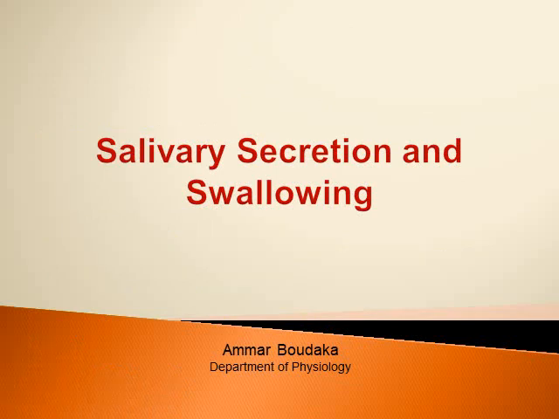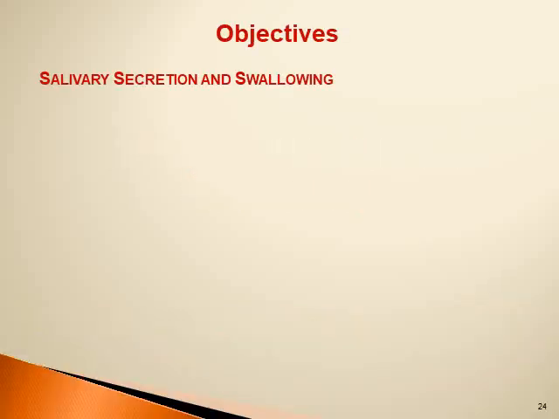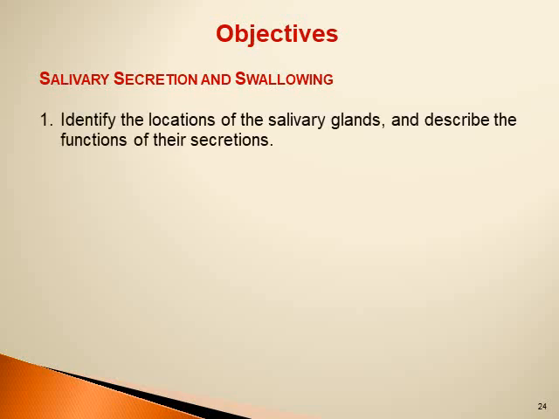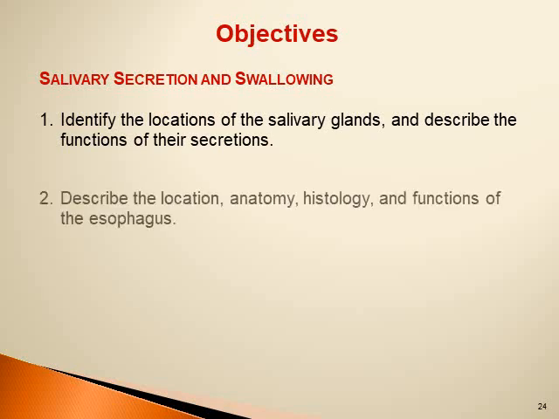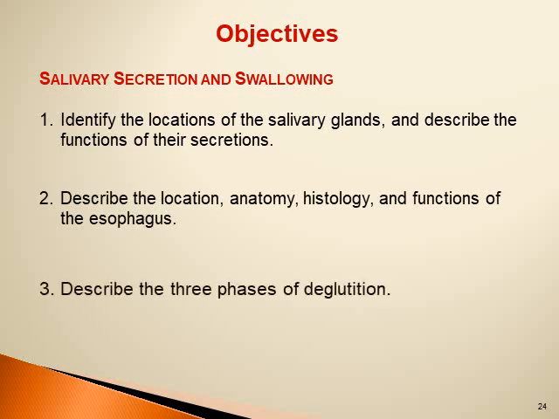Now let's go to the second part of the lecture, which is salivary secretion and swallowing. The objectives of this part of the lecture are: identify the locations of the salivary glands and describe the functions of their secretions, describe the location, anatomy, histology and functions of the esophagus, and describe the 3 phases of deglutition or swallowing.